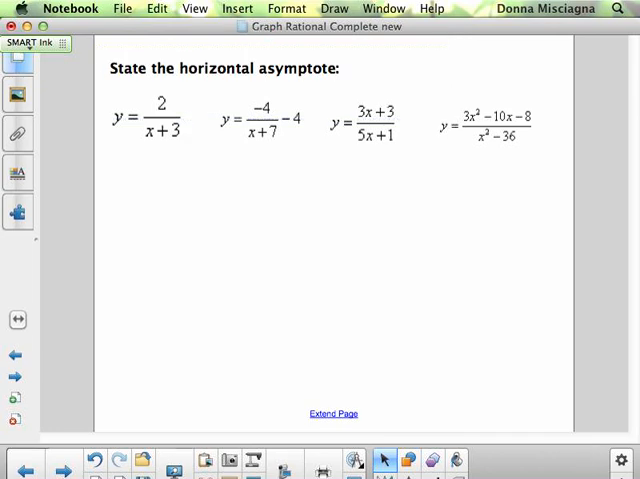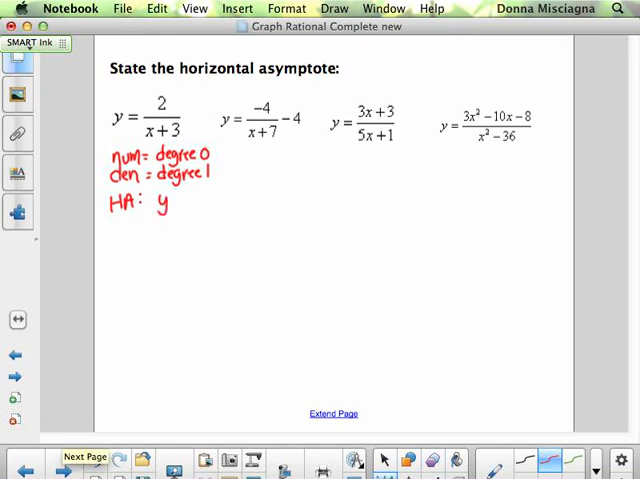All right, so we're going to find the horizontal asymptotes here. In the first one, the numerator is degree 0 because it doesn't even have an x. The denominator is degree 1. All right, 1 beats 0, so the numerator has the smaller degree. The horizontal asymptote is y equals 0.